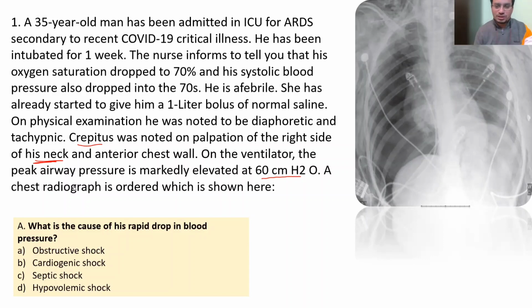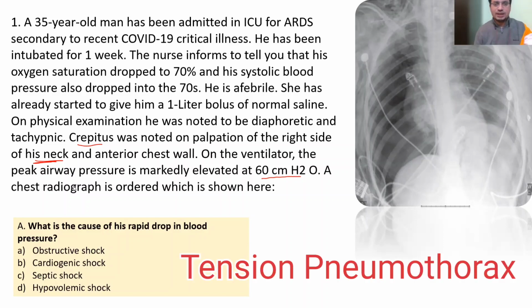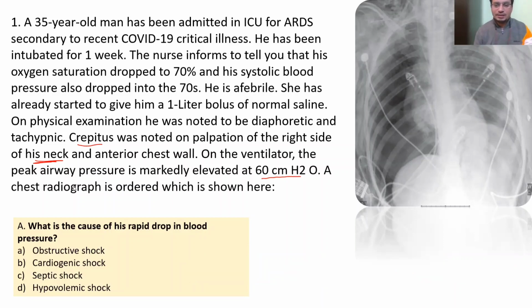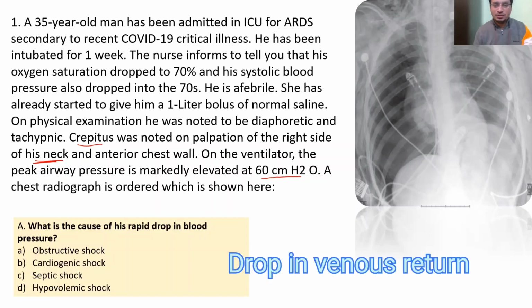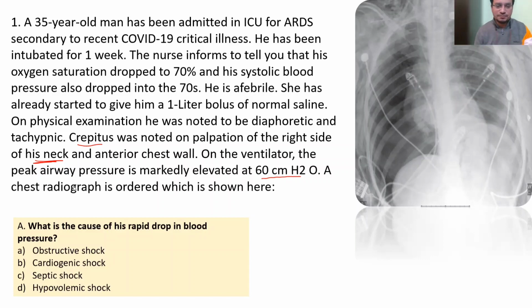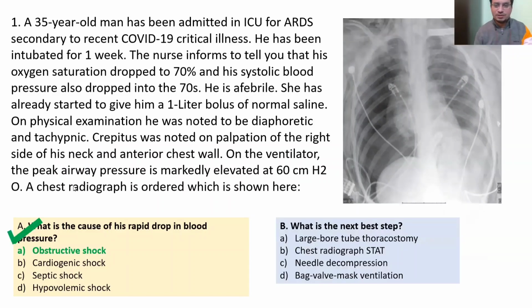And pneumothorax associated with hypotension is called tension pneumothorax, which puts extra pressure over the heart, a tamponade effect. And great vessels are also obstructed, impeding the venous return, hence called obstructive shock, which is a life-threatening condition. So the correct answer is option A, obstructive shock.